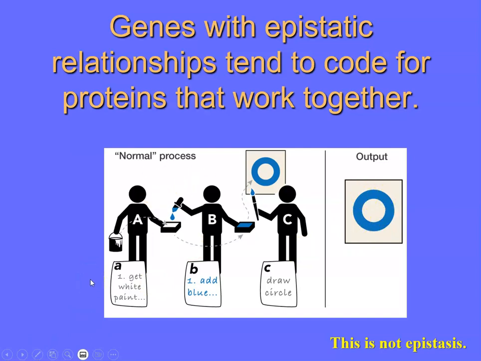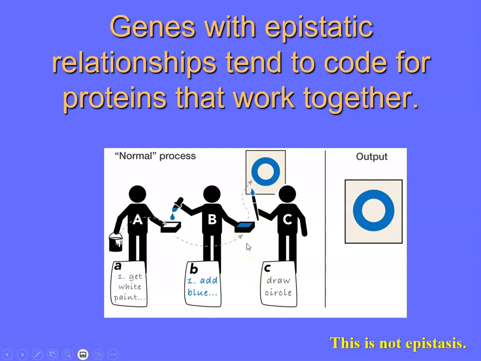Person A's job is to get the white paint, put it in the paint tray for person B, who adds the blue color, like the tint at the local home fixer-upper store. You know, you get the base color, and then they add the tint based on what color you want. And then you take that can of paint home and you paint with it. And so person C, their instructions is to take whatever paint is provided to them and draw a circle.